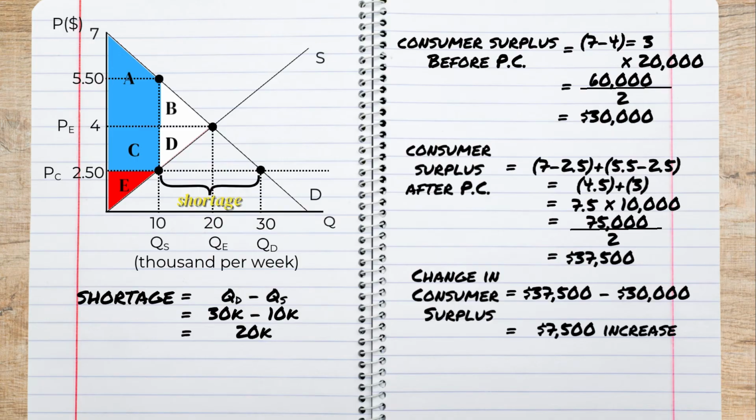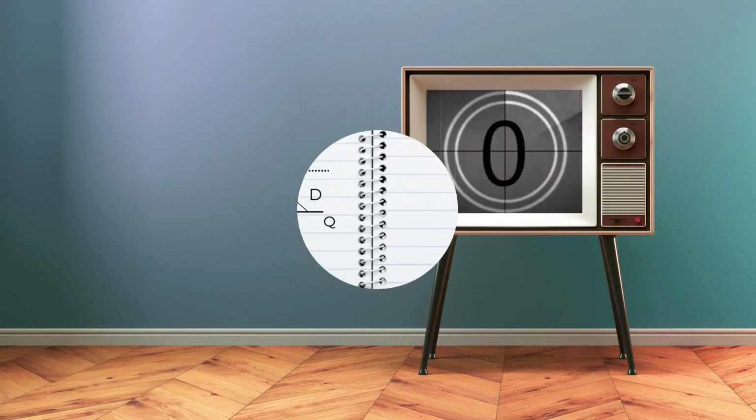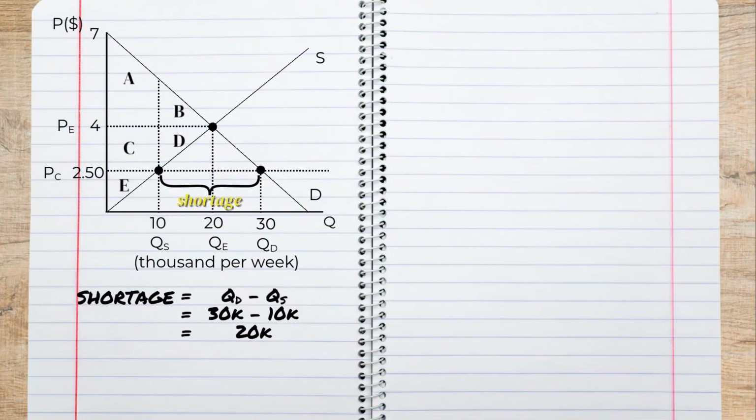Now pause the video and see if you can find the producer surplus both before and after the price ceiling. Then find the welfare loss that results from the price ceiling. All right, let's check it out.